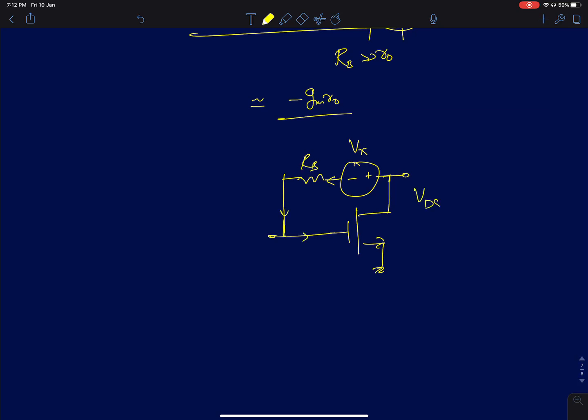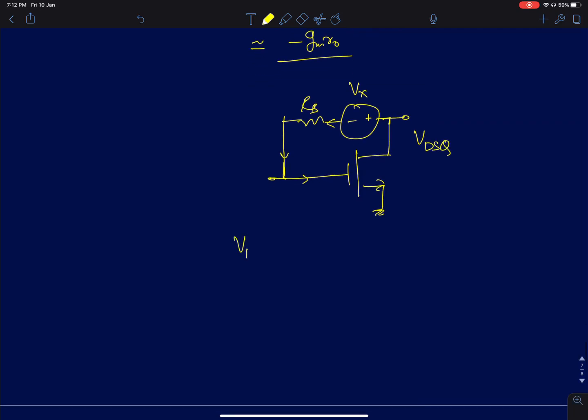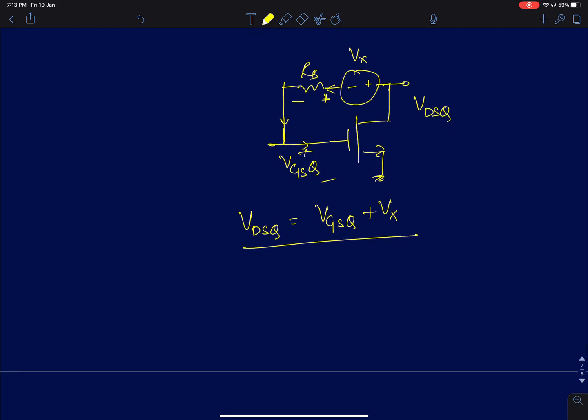So here, previously the quiescent VDS voltage was equal to the gate to source quiescent voltage. But now you'll also have to add Vx to this. You can just apply KVL in this loop. So this is VGS quiescent, and the drop across RB is 0, since the current is 0. Okay, so you get this. So this way, Vx is a DC voltage source. I can vary the voltage of DC Vx and ensure that VGS and VDS are at different voltages.